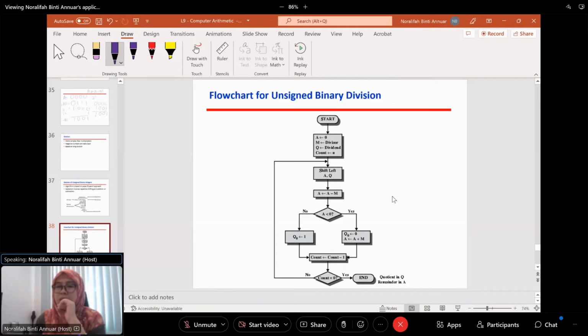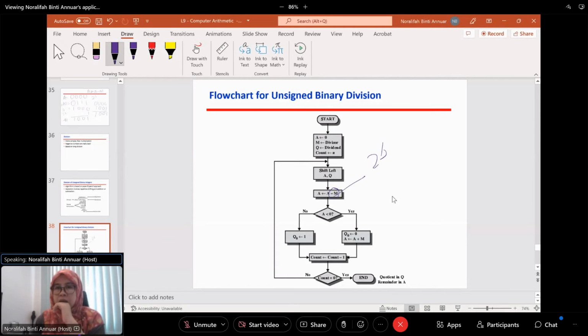What needs to be shifted? Bit 1 at position 1, A and Q. Register A and Q only. After that, do the subtraction. If you see the negative M in the subtraction, then you must do the 2's complement. Okay? Do the 2's complement, because the computer doesn't understand negative values. Then after that it will check the condition.